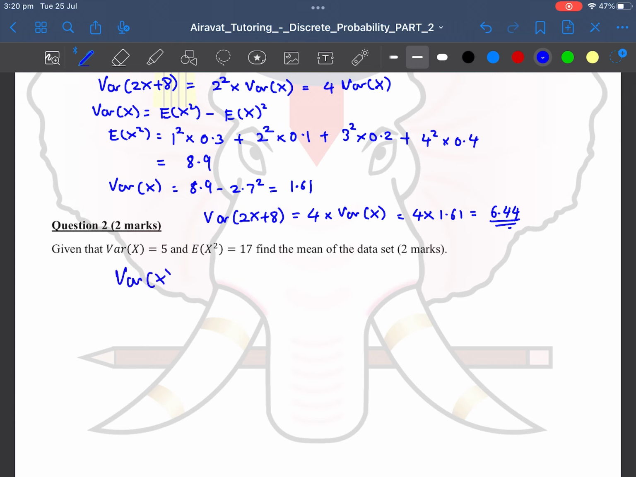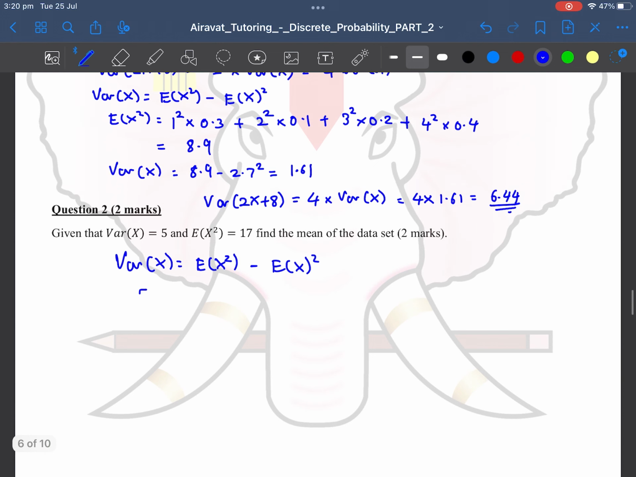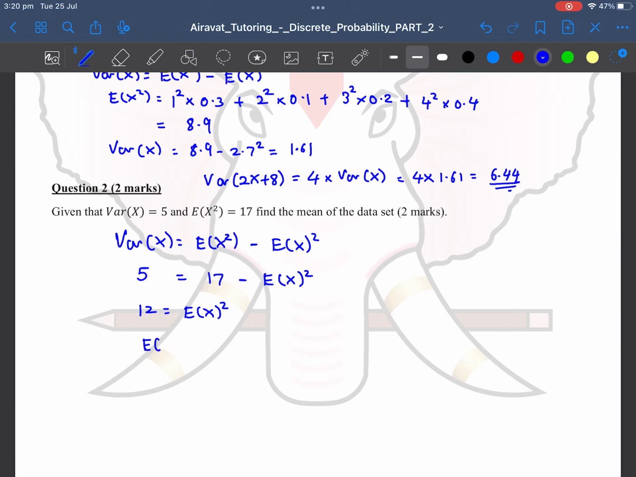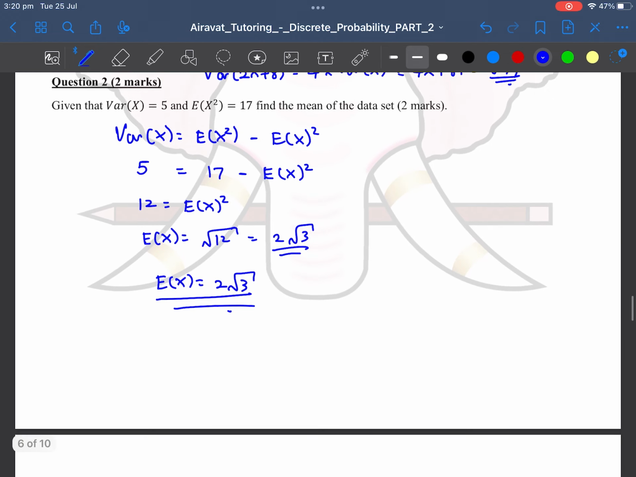So we know that variance equals E of x squared minus E of x, whole squared. Now we know that variance is 5, which equals 17 minus E of x squared, which equals 12, equals E of x whole squared. E of x is just the mean again. So E of x, the mean, is just going to be the square root of 12, which is 2 root 3. So therefore, E of x is going to be 2 root 3. And there you go. That's how you do this question.